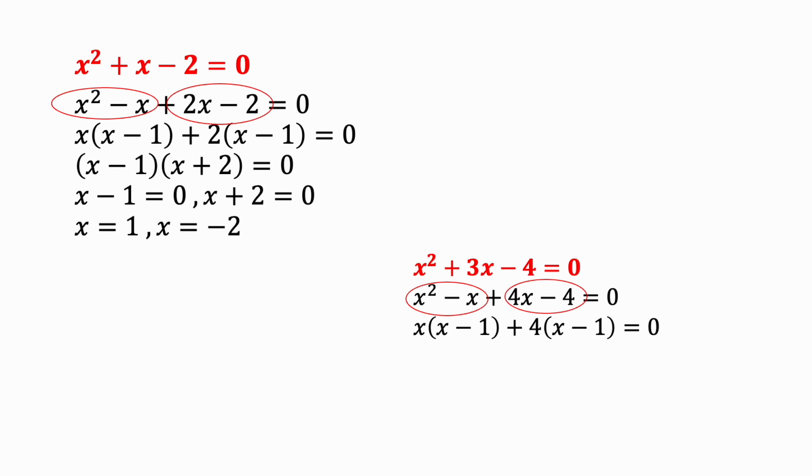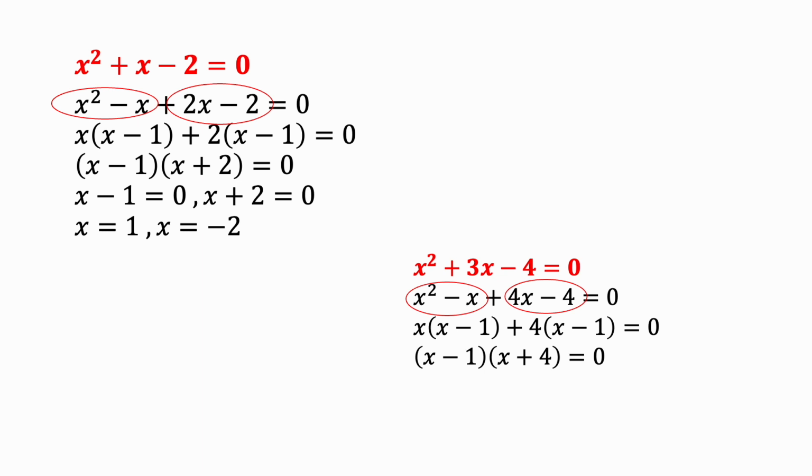So again, we want to factor out the common term from x squared minus x and the common term from 4x minus 4. So from the first one, the common term is x, and from the second, the common term is 4. So we can factor those out, and we end up with this new equation. So the common term between these two terms is actually x minus 1. So we factor that out, and we end up with x minus 1 times x plus 4 equals 0.